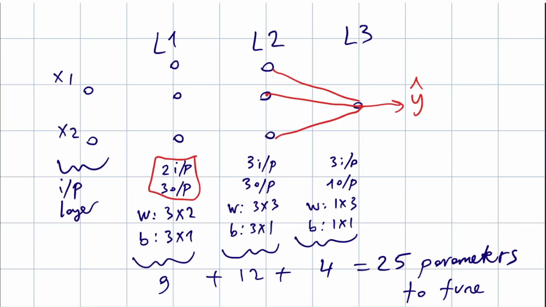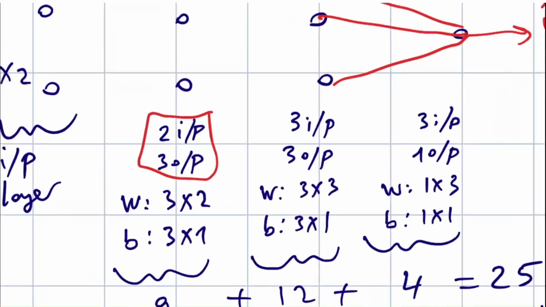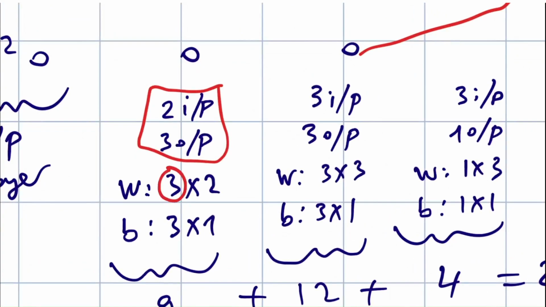For this layer, the size of the W matrix can be determined as outputs by input dimension. Here the output is 3 and the input dimension is 2. The number of rows for the W and B matrices should also be equal to each other.